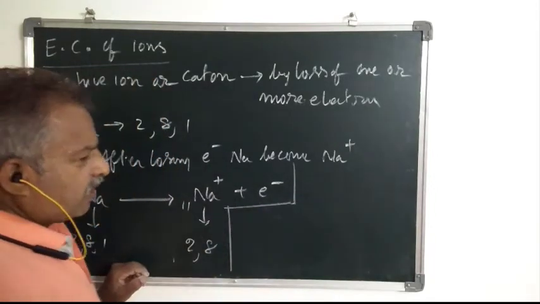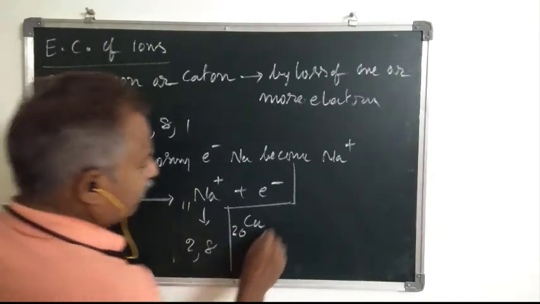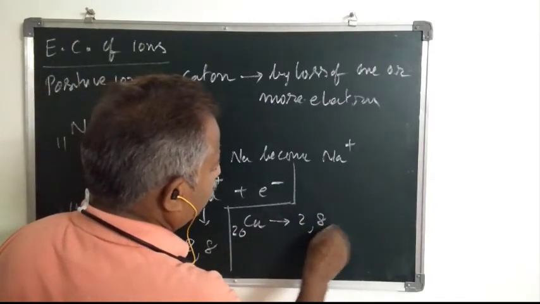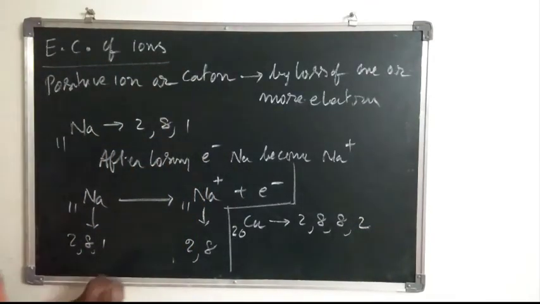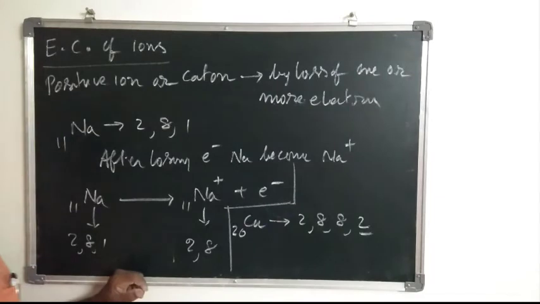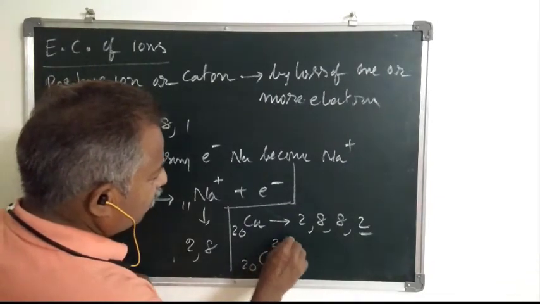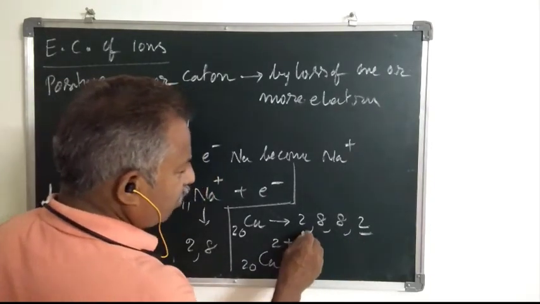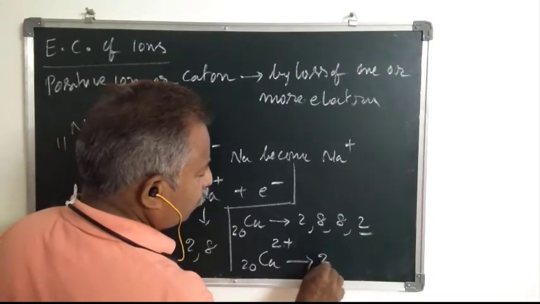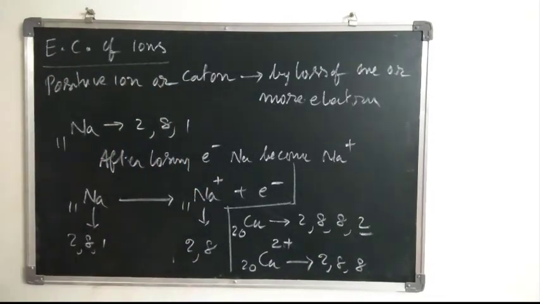Now let us take one more example, calcium. Calcium atomic number 20, configuration 2, 8, 8, 2. So what happens? These two electrons are lost. When two electrons are lost, calcium gets 2 units of positive charge, 2+. So as 2 electrons are lost, what is the configuration of the calcium ion? 2, 8, 8. So this is the electronic configuration of positive ions.